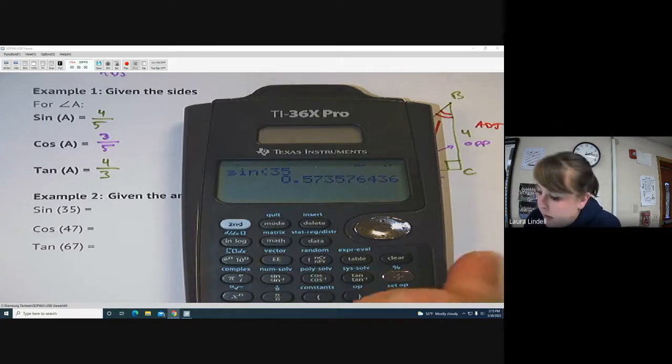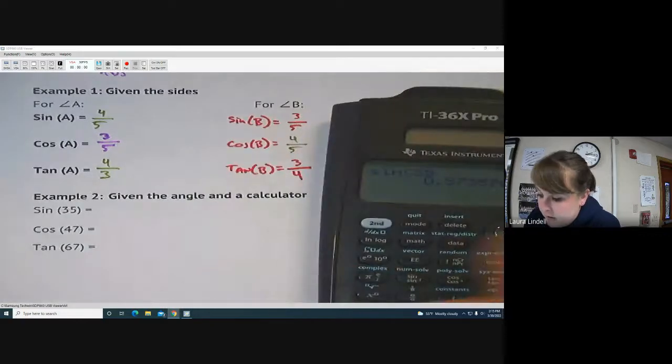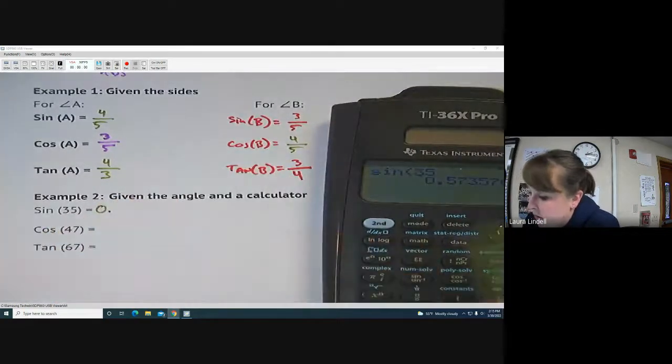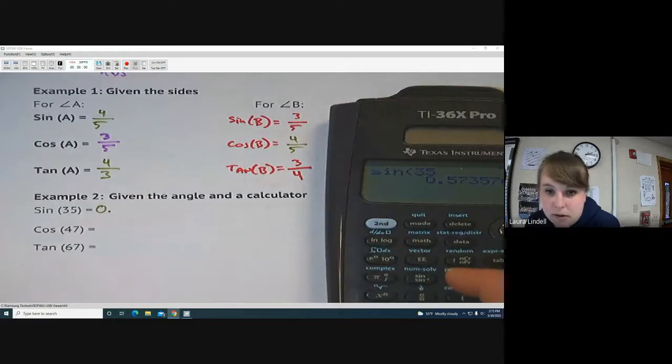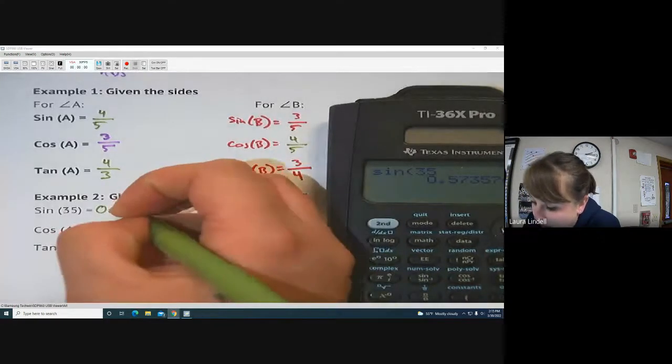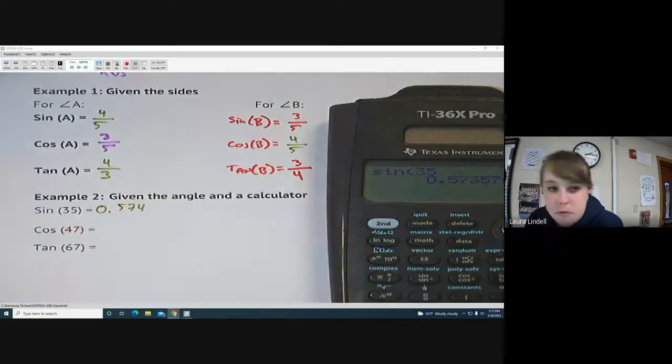So now my answer is just 0.5735 and so on. If I was going to round this to 3 decimal places, which I recommend doing at this point, the 5 here in the 4th decimal place tells me to round the 3 up to a 4. So 0.574 would be my answer. And that's all you have to do. So let's try another one.